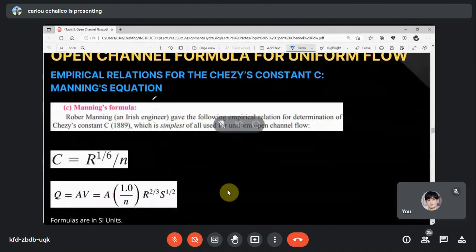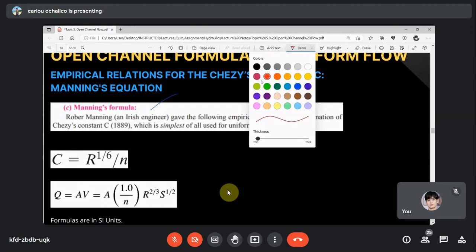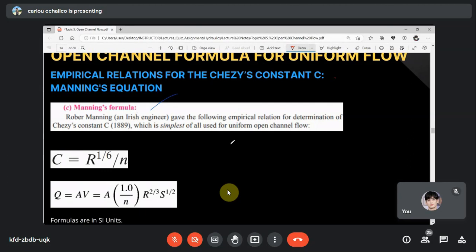The most popular of all is Manning's formula. I think you are already familiar with Manning's formula from the last topic. Manning's is introduced to get C in terms of the surface roughness N. In Manning's, to get C, it is just R raised to 1 over 6, so you raise the hydraulic radius to 1 over 6, over N. Familiarize yourselves with Manning's, because usually Manning's is what comes out in problems.